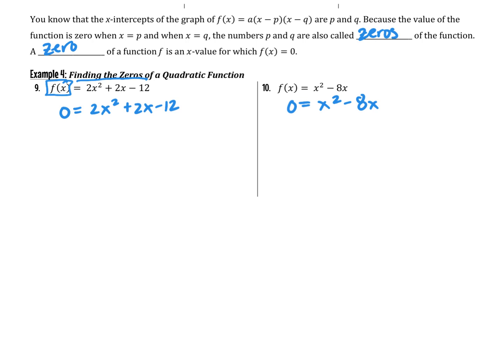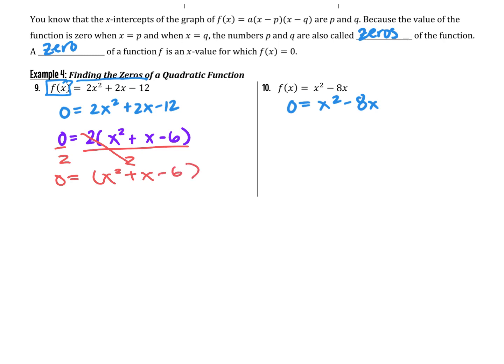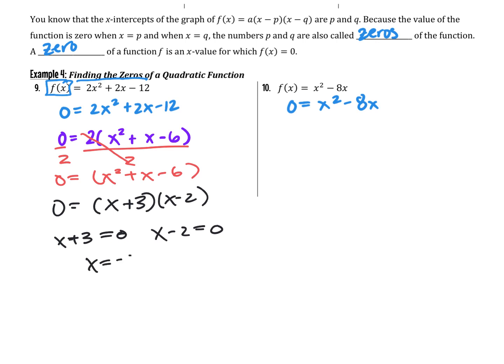All right, hopefully you had time to work through these. The first thing that I notice is that on number 9, we have a greatest common factor in all of our terms. So I'm going to go ahead and factor out that greatest common factor. And then I actually realized that I could divide both sides by this greatest common factor, and then I just have x squared plus x minus 6 equals 0. And I know that I can factor this. This is going to be x plus 3 times x minus 2 is equal to 0, and this is going to be 0 if x is equal to negative 3 or positive 2.